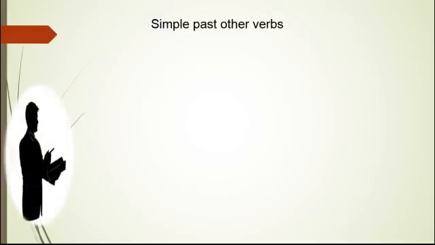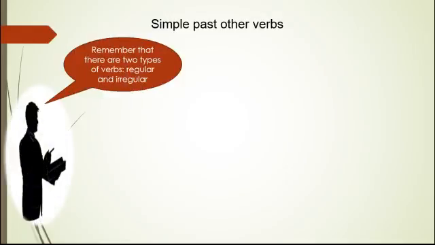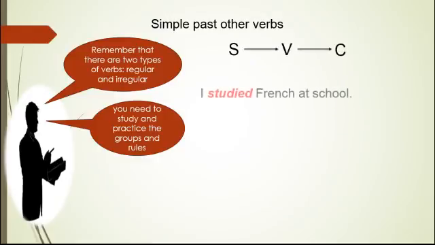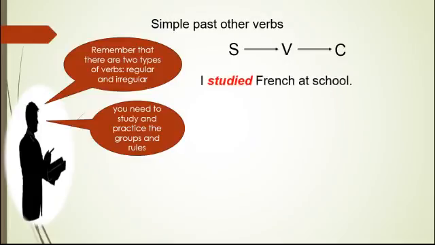Now, remember that there are two types of verbs, regular and irregular. So it's important for you, once again, una vez más, es importante trabajar los verbos, es importante aprendernos los verbos. Now, you need to study and practice the groups and rules. In order to create a simple past sentence, we have subject, verb in past, and complement. And then we have I studied French.